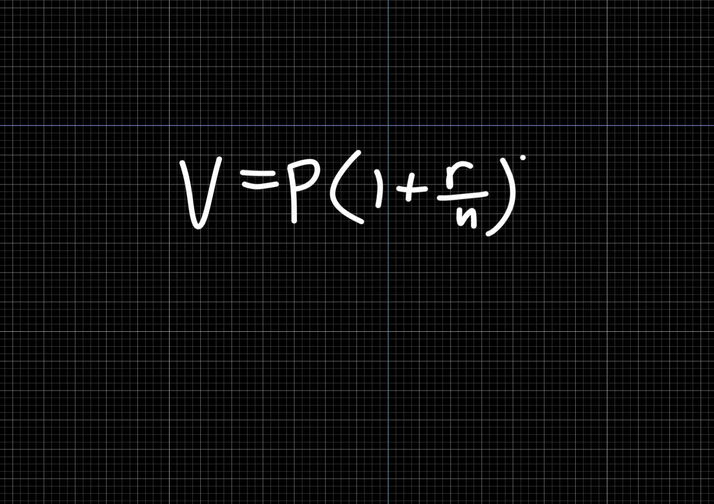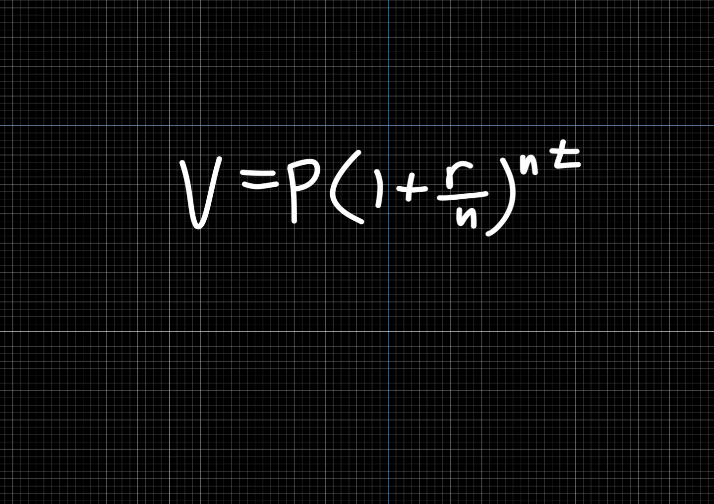And it's V equals P to the 1 plus R over N to the NT. Whew, intense. Now, we're going to give you that formula. Then I just need to tell you what P and R and T and N and V stand for. And you already know 3 of them.